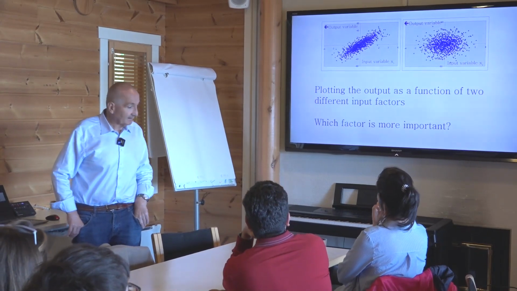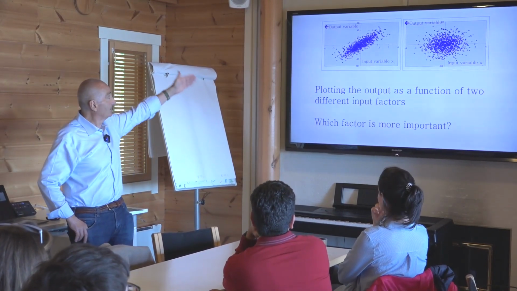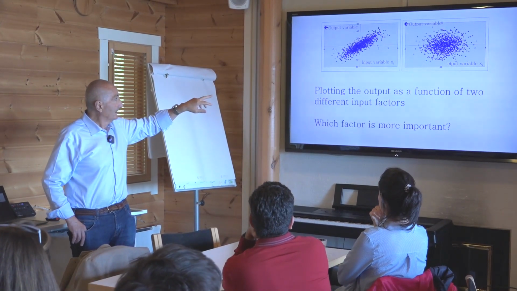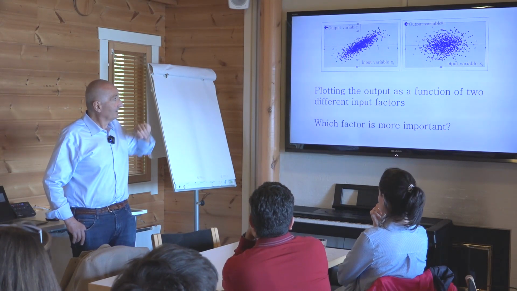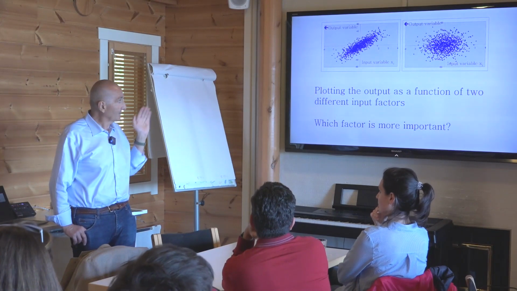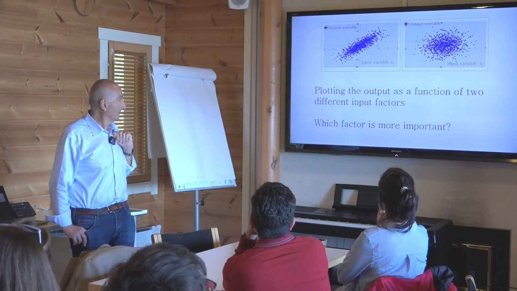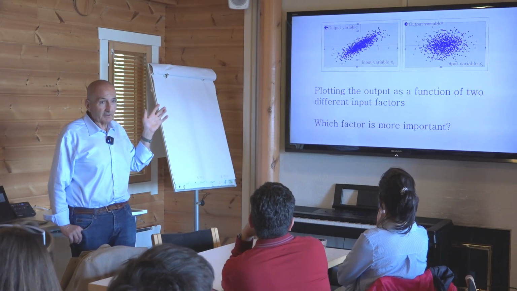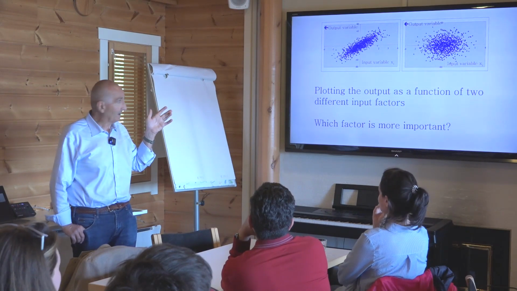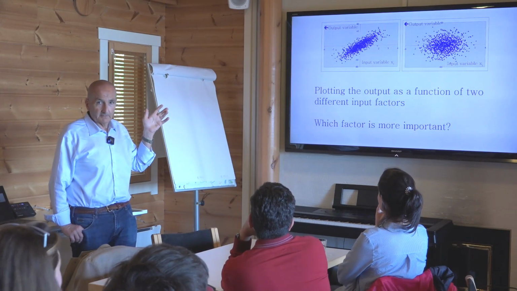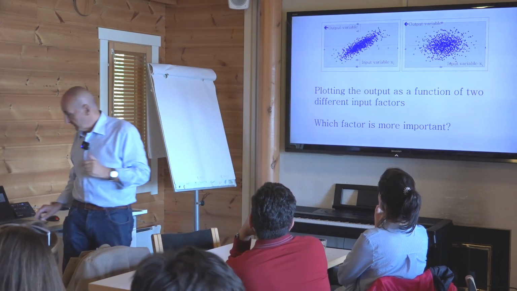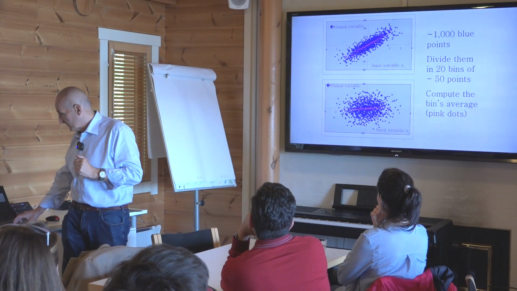This is a scatter plot of the output versus the input, sorting the input with respect to two different variables, but the points are the same. No? Those are the same points plotted differently, versus x1 and versus x2. Okay, so which factor is more important? X1. X1. Why? Yeah, it drives the variation, and the other one doesn't seem to be driving much. So the second one seems like almost noise, okay?